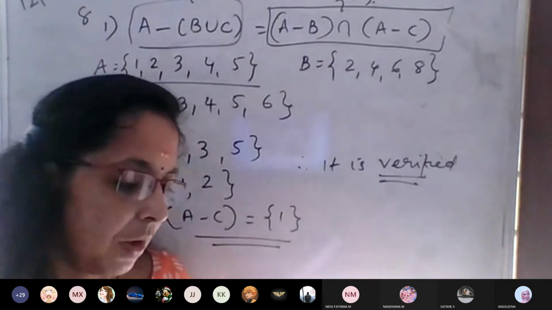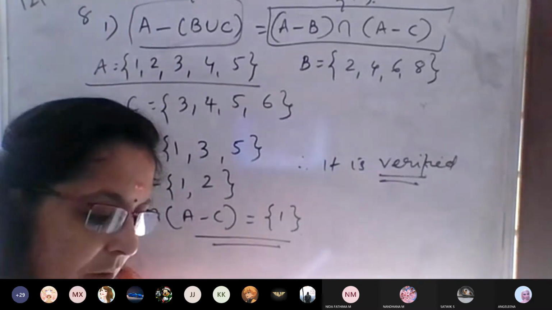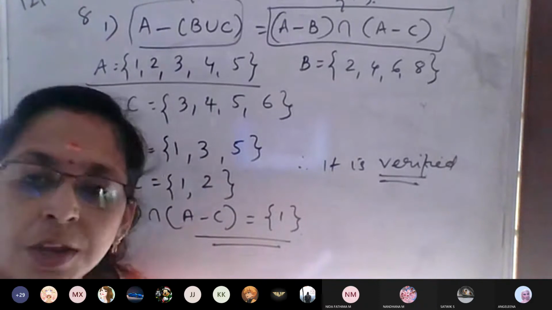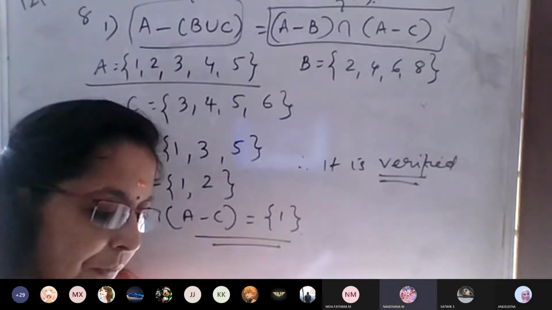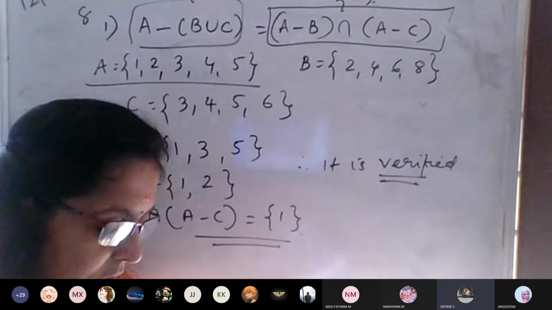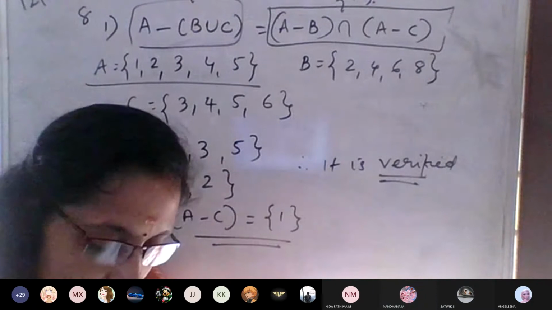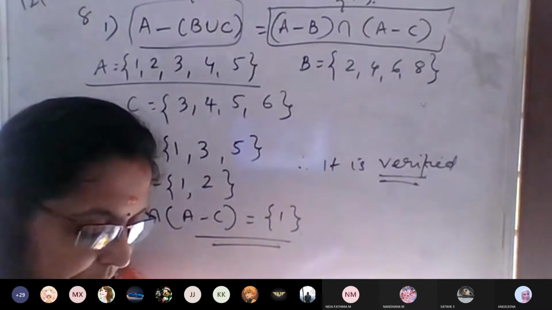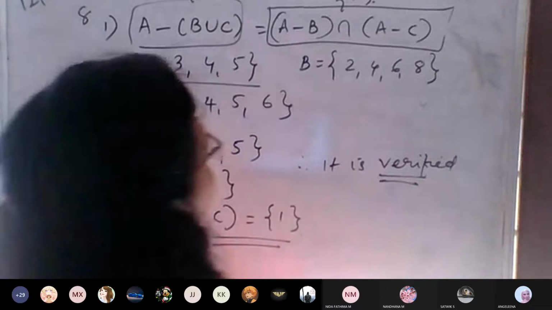Any doubt in question number 8, second one? Same way only. Then same for question number 9. Any doubt in 9th set? No doubt, ma'am. Okay, can we do the Venn diagram exercise? Exercise 6E. Yes, ma'am.